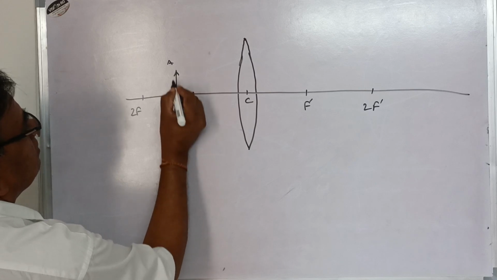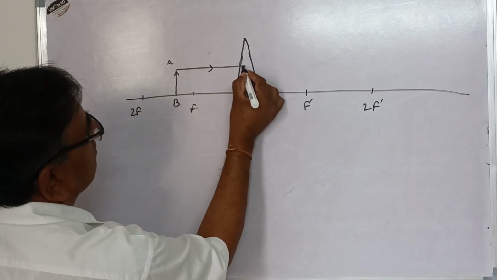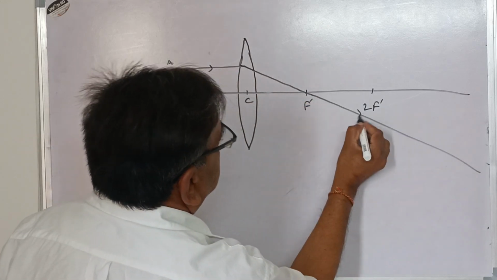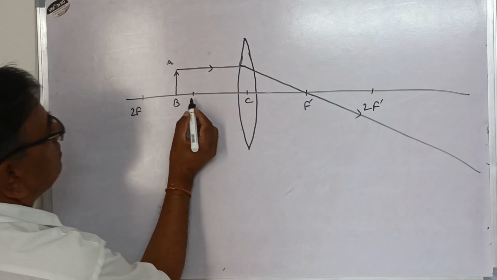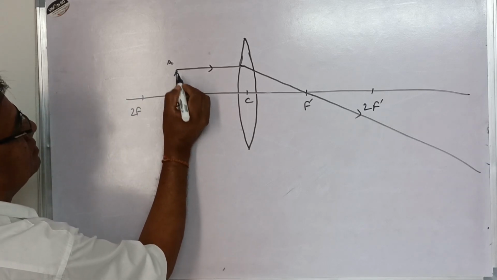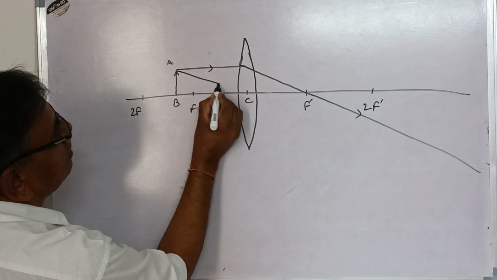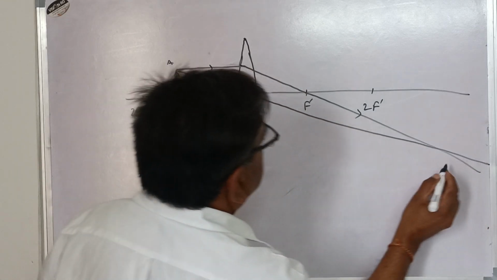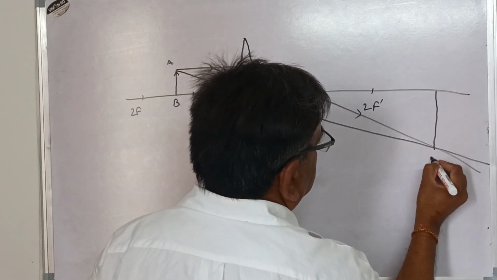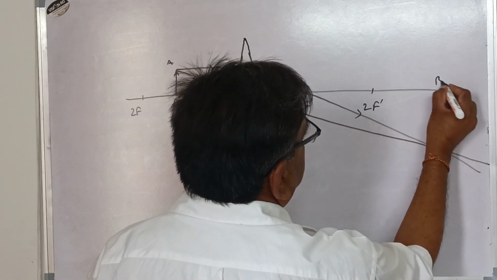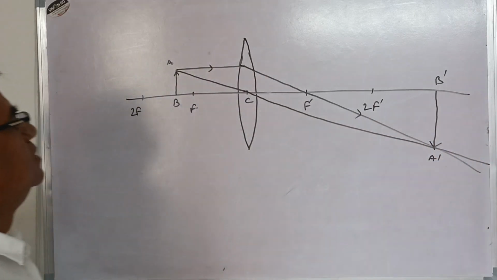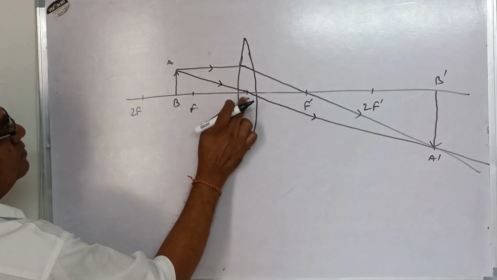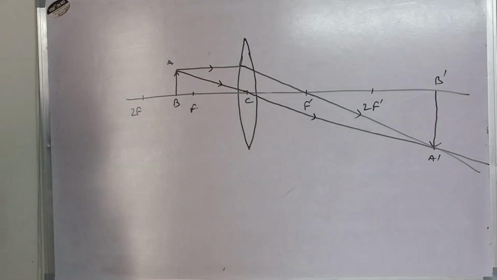A, B. Draw an incident ray. It is parallel, so it will pass through the focus, and take another. The F is very near. So take this ray and it will proceed and cut somewhere here. So this will be A dash, B dash, beyond 2F. This is an undeviated ray because it is passing through the optical center.